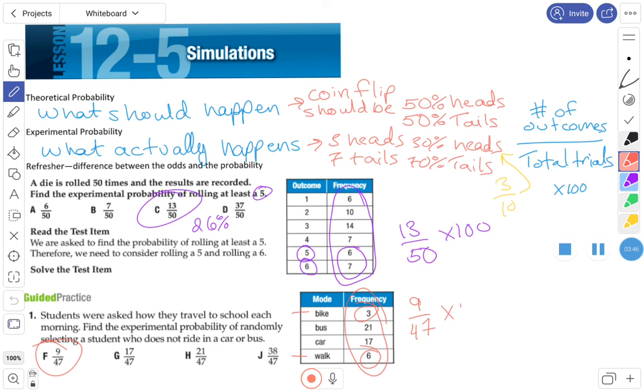And if I want to plug that in my calculator, multiply by 100 just to get a percent, the answer is... Pause the video because I actually don't know that one off the top of my head, so I'm going to have to find it. Nine divided by 47. I'm sorry, 19.14893617. Let's round that to the nearest percent, so that would be 19%.